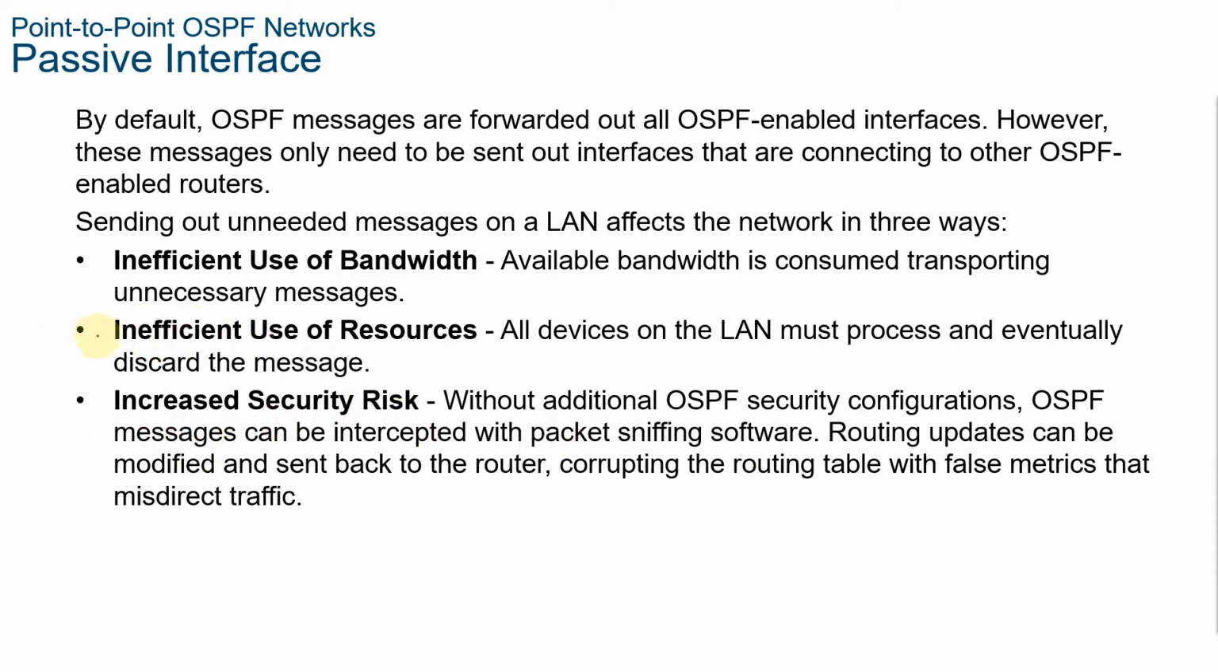Okay, so where's my pointer? Right, so this is the second one, inefficient use of resources. All devices on the LAN must process and eventually discard the message. Next would be increased security risk. Without additional OSPF security configurations, OSPF messages can be intercepted with packet sniffing software. Routing updates can be modified and sent back to the router, corrupting the routing table with false metrics that misdirect traffic.